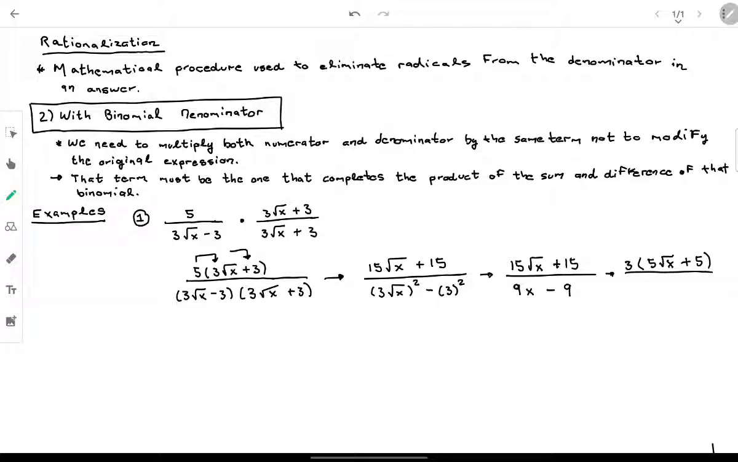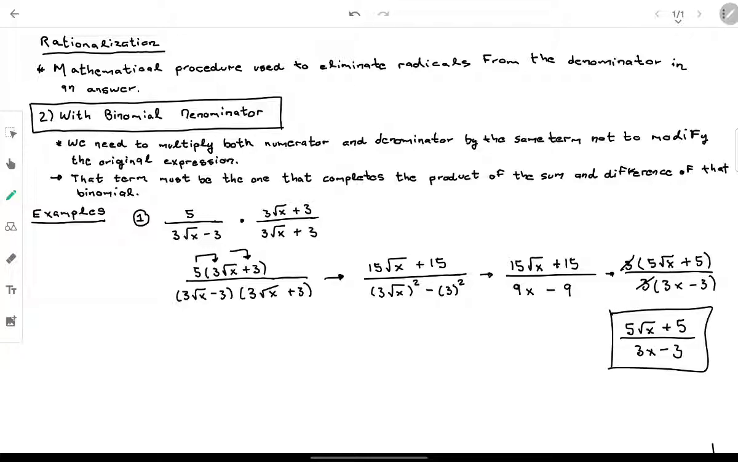So if we take out a 3 here, it's going to be this 3 with this 3, we can eliminate it, and it's going to be 5 that multiplies the square root of x plus 5, all of it divided by 3x minus 3. And that will be my final answer.